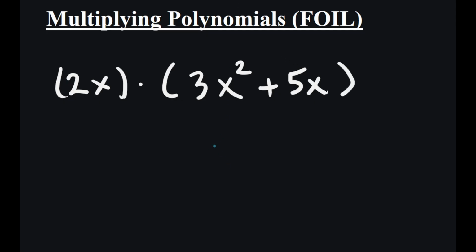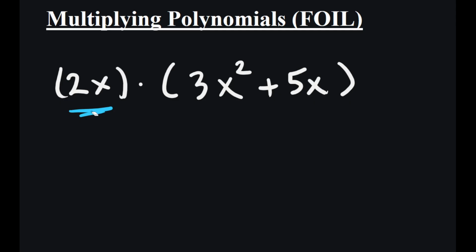Now let's take a look at what type of polynomials we're dealing with here. So we have this 2x inside of the parentheses. This is a monomial because there's only one term. And inside this set of parentheses on the right, this is a binomial because we have two terms, 1 and 2, the 3x squared and the 5x. Two terms, that makes it a binomial. So let's go ahead and multiply this, a monomial by a binomial.